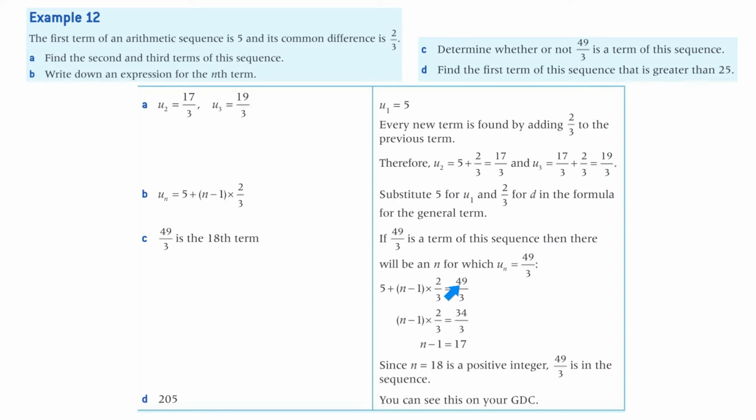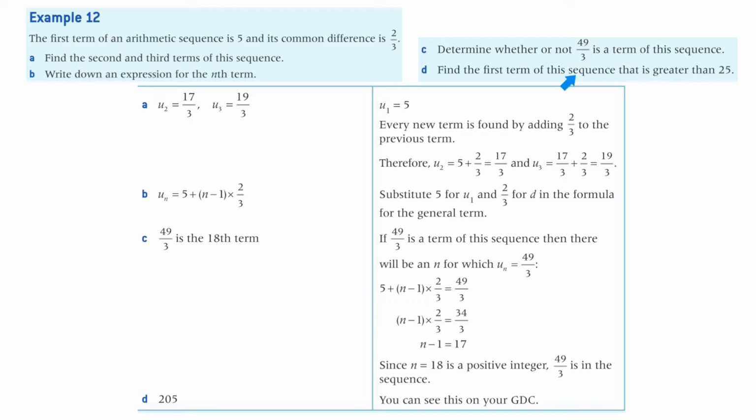If it is a term, we're going to put it on the right-hand side of the equation. If we get an n that's an integer, it will be the term. So we solve for n, and we find that n minus 1 equals 17, or n equals 18. That's a positive integer, therefore 49 on 3 is in the sequence.